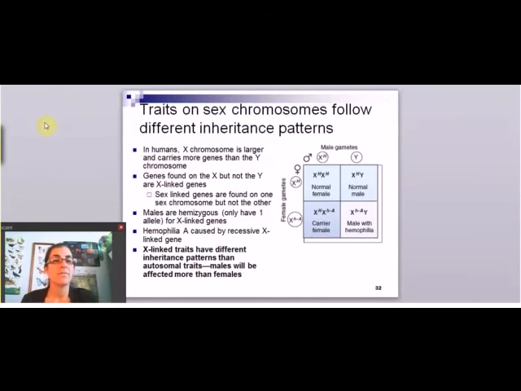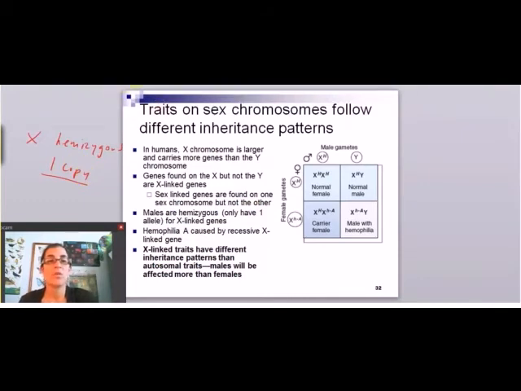So because men only get one X chromosome, they are hemizygous for any traits on the X chromosome. That means they only get one copy. For every other chromosome, everybody gets two copies, right? So they can be either heterozygous or homozygous. But for X chromosome traits, men are hemizygous. They only get one copy.